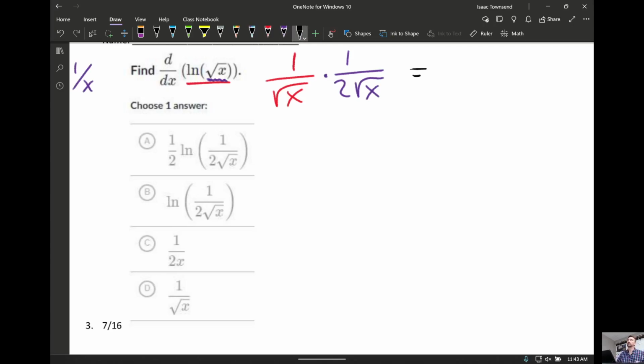Red is the derivative of the big picture with the inside plugged in, and the purple is the chain rule derivative of the inside. And square root of x times square root of x becomes, so C was the answer.